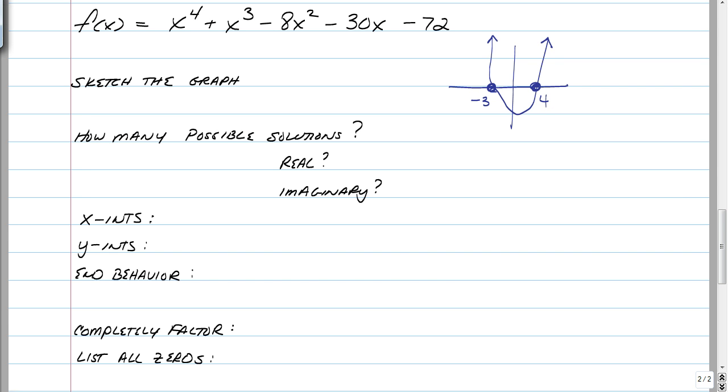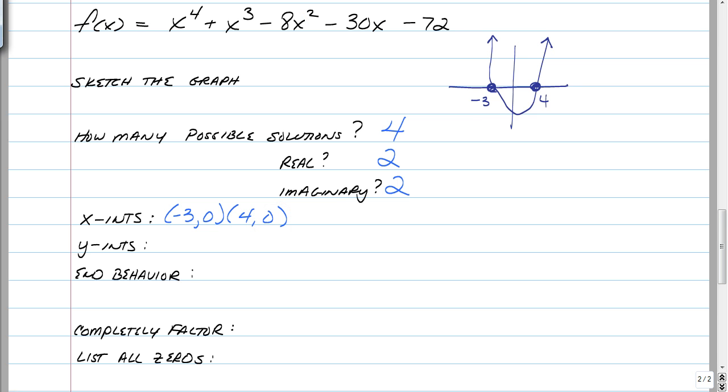Now that we know that this is an x to the fourth power function, how many possible solutions do we have? There are 4 possible. Just by looking at the graph, how many times does the graph touch the x-axis? Twice. Are any of them bounces? No. So there are 2 real solutions, which means there must be 2 imaginary solutions. We already found the x-intercepts. There are negative 3 and 4.